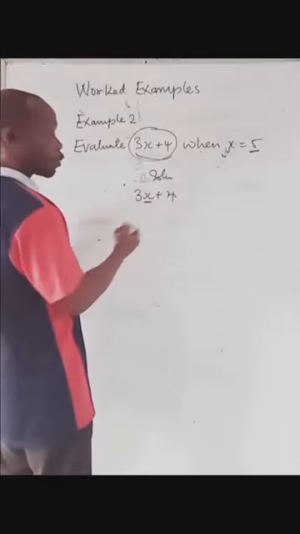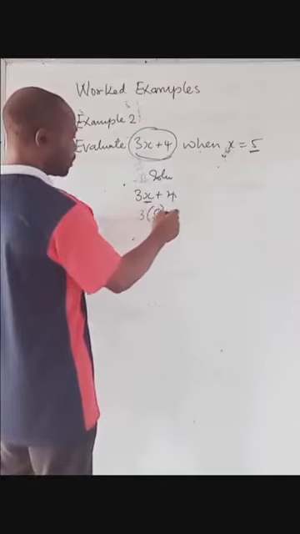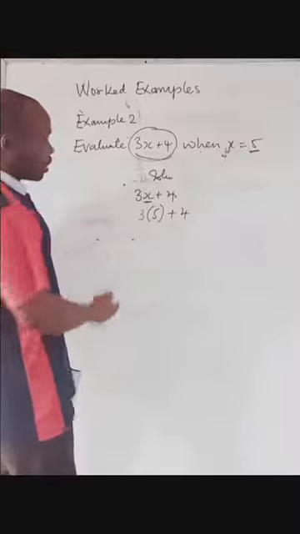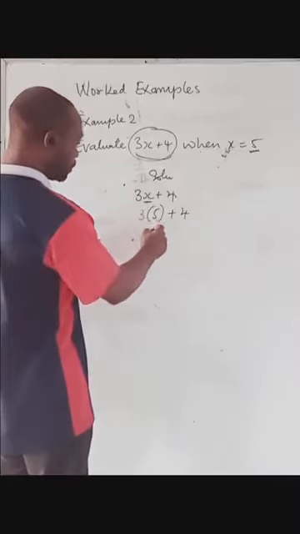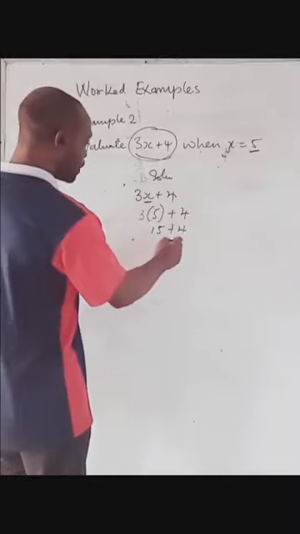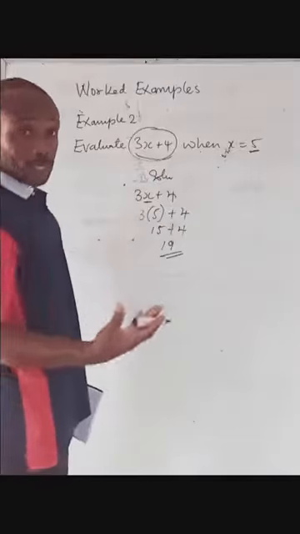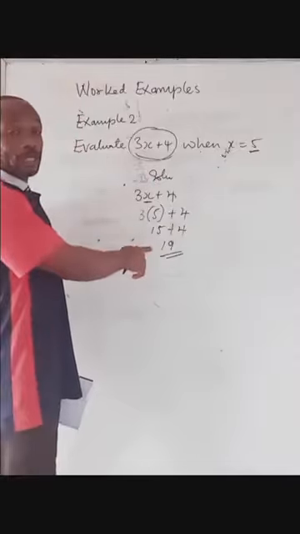Therefore, the expression becomes 3 multiplied by 5 plus 4. 3 multiplied by 5 is 15, plus 4, which is equal to 19. Therefore, when 3x plus 4 is evaluated, the value is equal to 19.